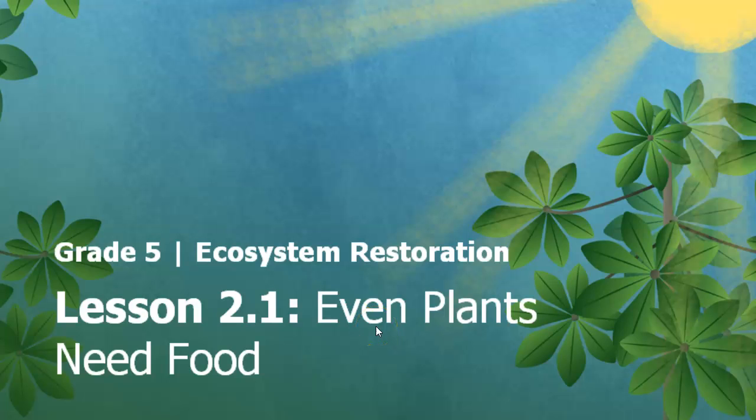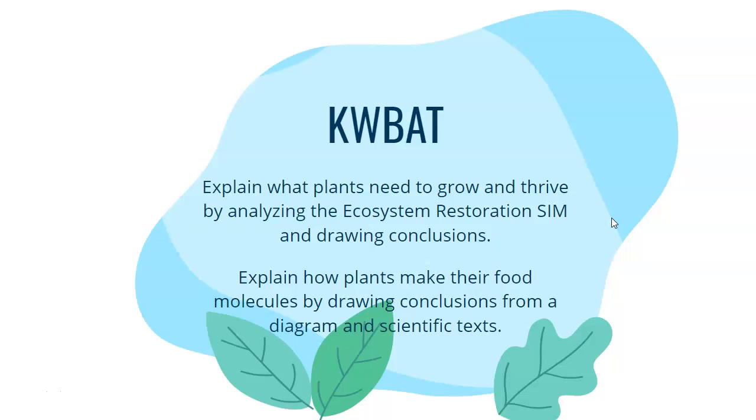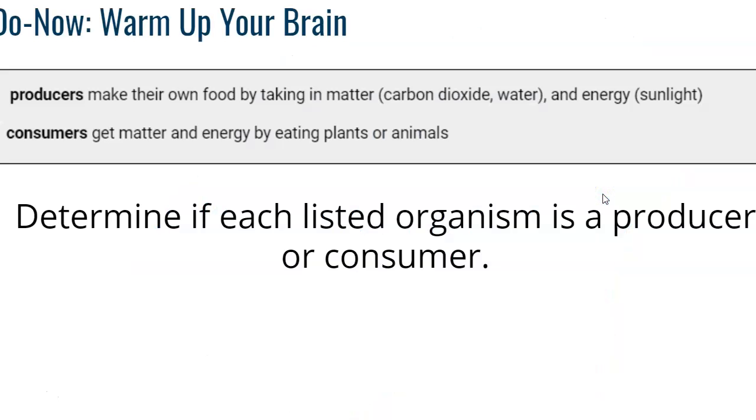We are now in Unit 2, Lesson 2.1, Even Plants Need Food. Throughout this lesson, you will be able to explain what plants need to grow and thrive by analyzing the ecosystem restoration sim and drawing conclusions. You will also be able to explain how plants make their food molecules by drawing conclusions from a diagram and scientific text. So we're going to warm up our brain by doing our do now.